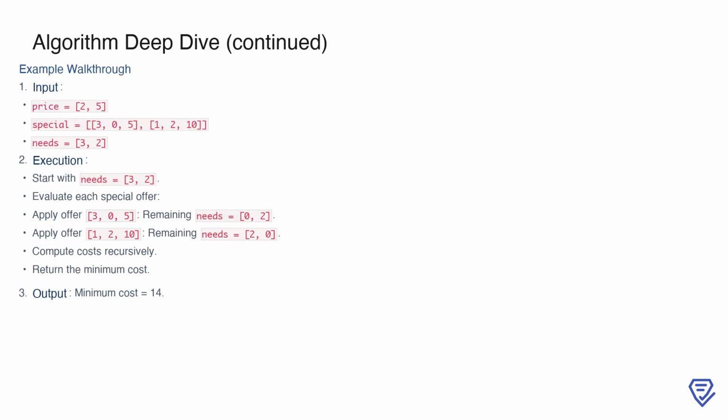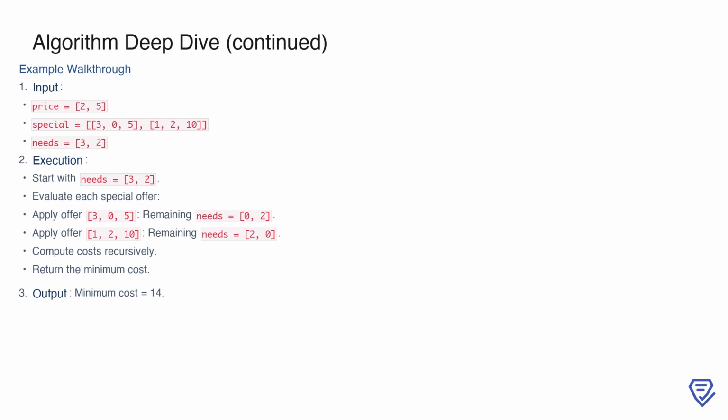To bring the algorithm to life, let's walk through an example. Suppose the price list is [2, 5], the special list contains two offers, [3, 0, 5] and [1, 2, 10], and the needs are [3, 2]. Starting with needs equals [3, 2], we evaluate the first offer, [3, 0, 5]. This bundle satisfies all three units of the first item, leaving needs equals [0, 2]. Next, we evaluate the second offer, [1, 2, 10], which reduces needs to [2, 0].